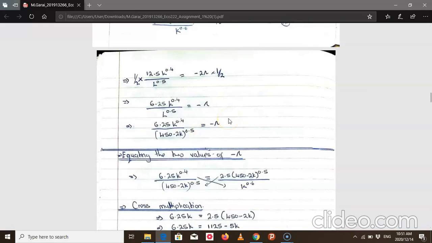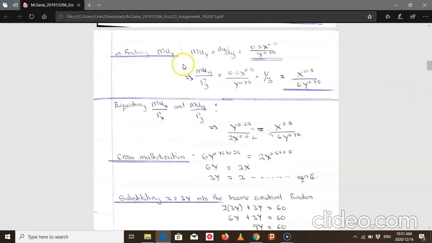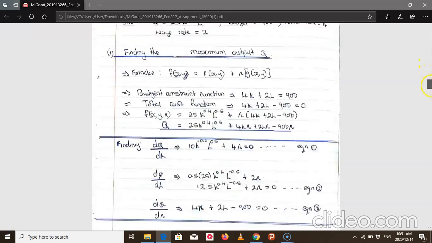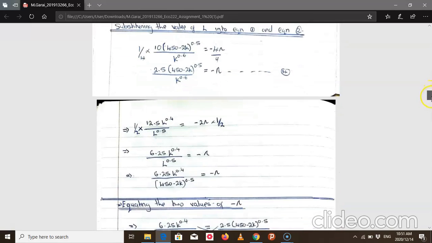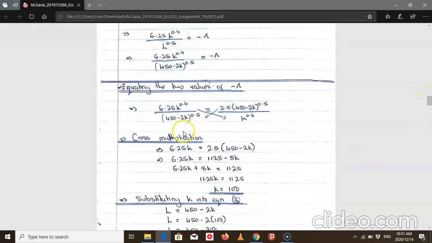But lambda is lambda, right? So equate the values of minus lambda. This is the value of minus lambda, and this is the value of minus lambda. So this one should be equal to this one. Both are minus lambdas. So after equating the two equations, you cross multiply.